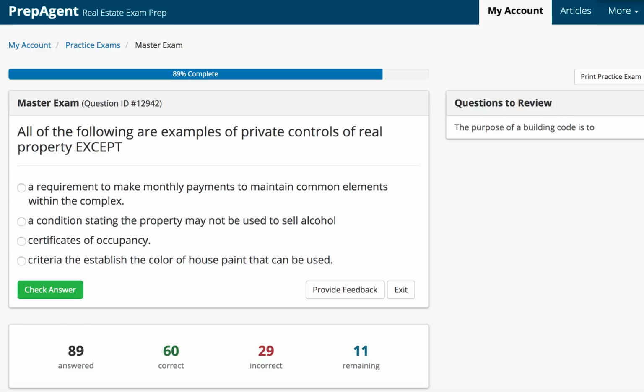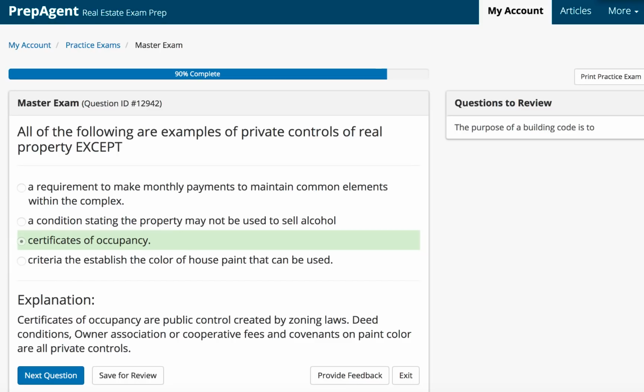All the following are examples of private controls of real property except a requirement to make monthly payments to maintain common elements, a condition stating the property may not be used to sell alcohol, certificates of occupancy or criteria. The criteria establish the color of the house. So private controls would just be certificates of occupancy. So what do you think the answer is? Excellent. Good.